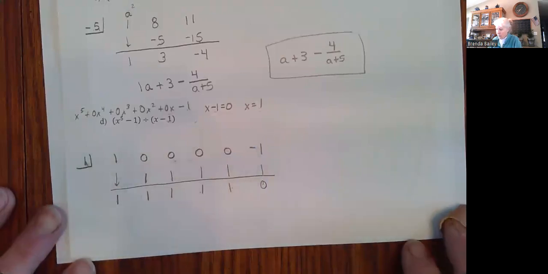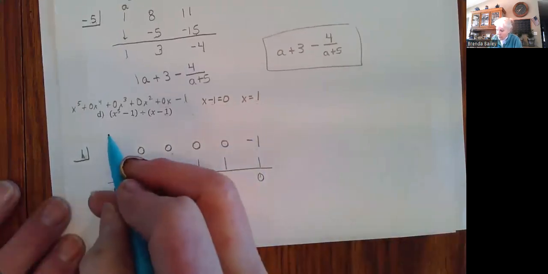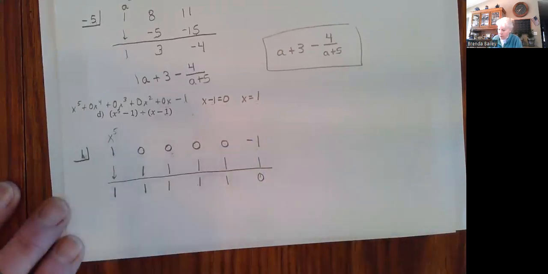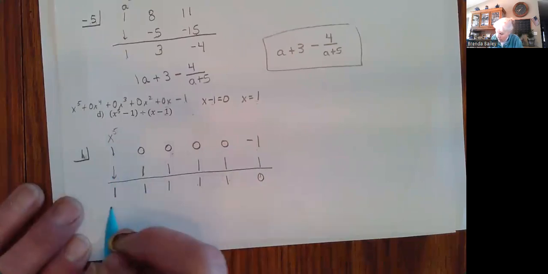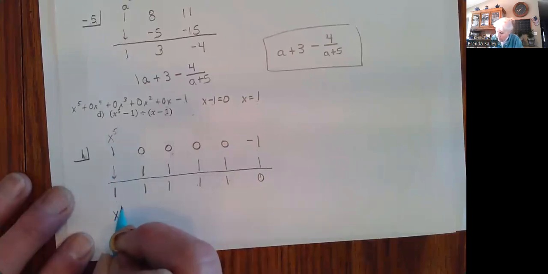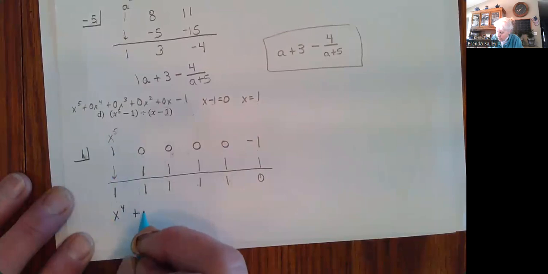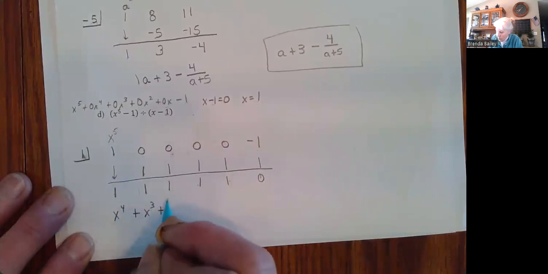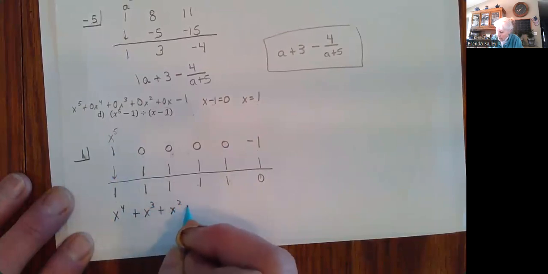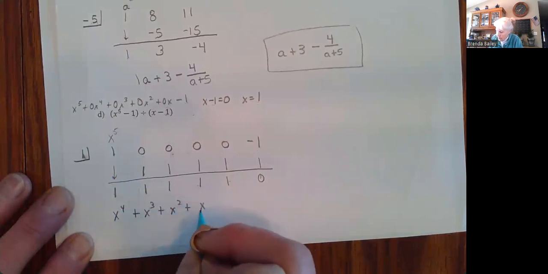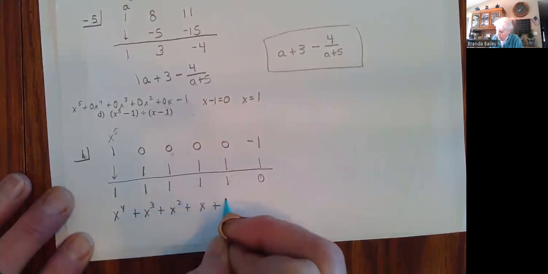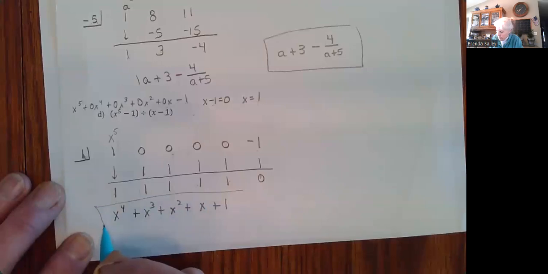Okay, now what is my answer? Well, this first one was x to the 5th, so this is going to be the coefficient of an x to the 4th. It's always 1 less. So we'll have 1x to the 4th plus 1x cubed plus 1x squared plus 1x plus 1. And there's your answer.